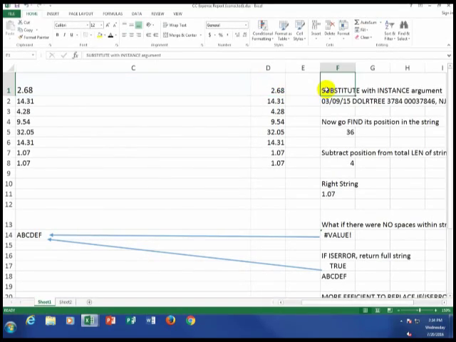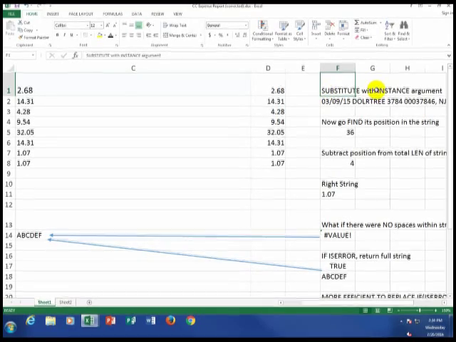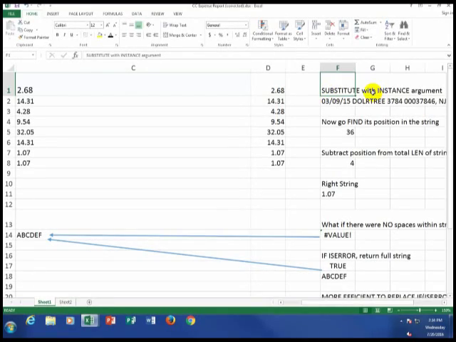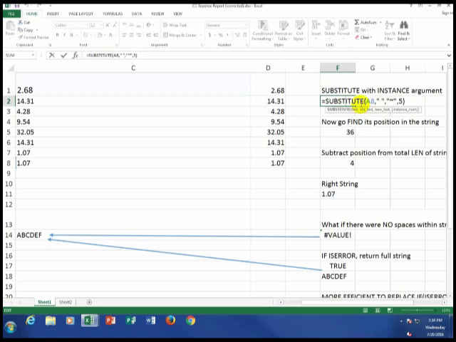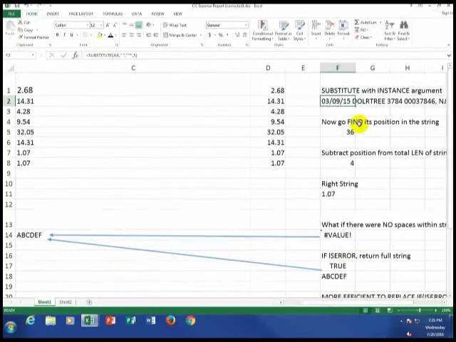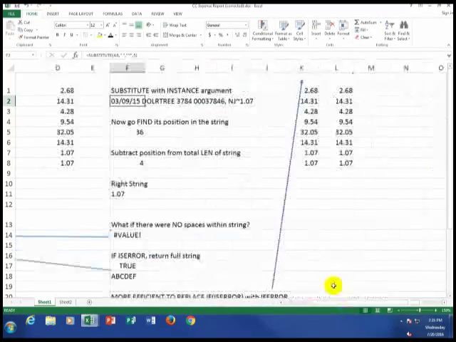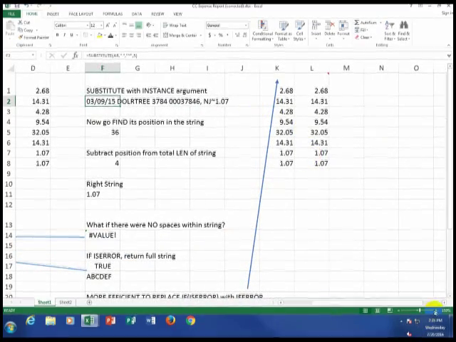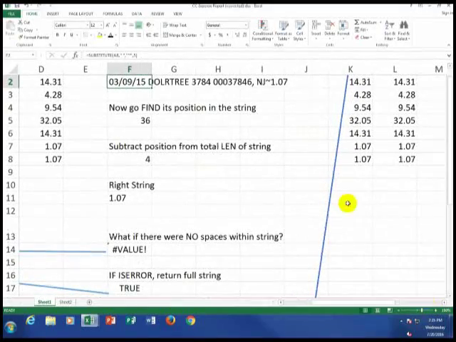The substitute function has an instance. I call it an instance argument. As an example here, if I put in a string with spaces and I want to replace it with a tilde, comma 5, it does it on the fifth instance only. So that's the reason for this example here. Is that large enough for you guys to see? Yeah, now it's good.